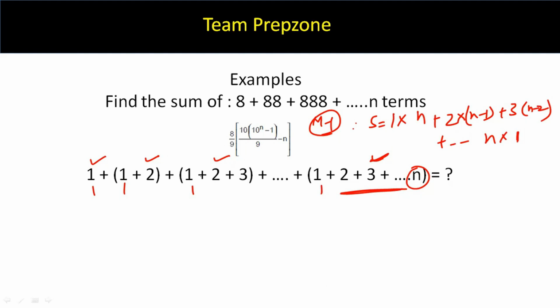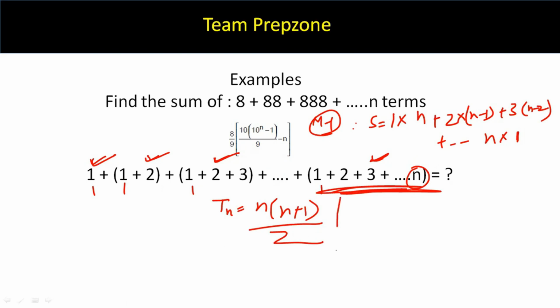Alternatively, another method I was talking about, which always works if you cannot visualize, is to write down the general term. What is the first term here? 1. What is the second term? 1 plus 2. What is the third term? 1 plus 2 plus 3. So what is the nth term? 1 plus 2 plus 3 plus 4 plus till n. What is this? This is the sum of n natural numbers, which is nothing but n into n plus 1 by 2. It is quite clearly visible.